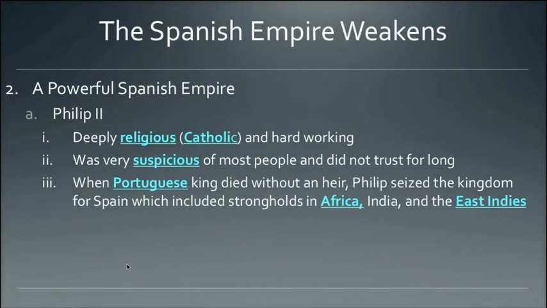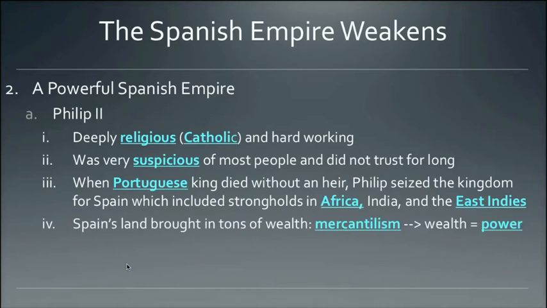Adding colonies and adding territory was something many different monarchs or kings in Europe wanted to do. So he's just making Spain that much stronger in the process. Of course, Spain's land brought in tons of wealth. And this brings in the idea of mercantilism, which we talked about with our previous lesson on the Columbian Exchange. Mercantilism suggests that the more wealth you have, the more power you have. And I think this still rings true today.